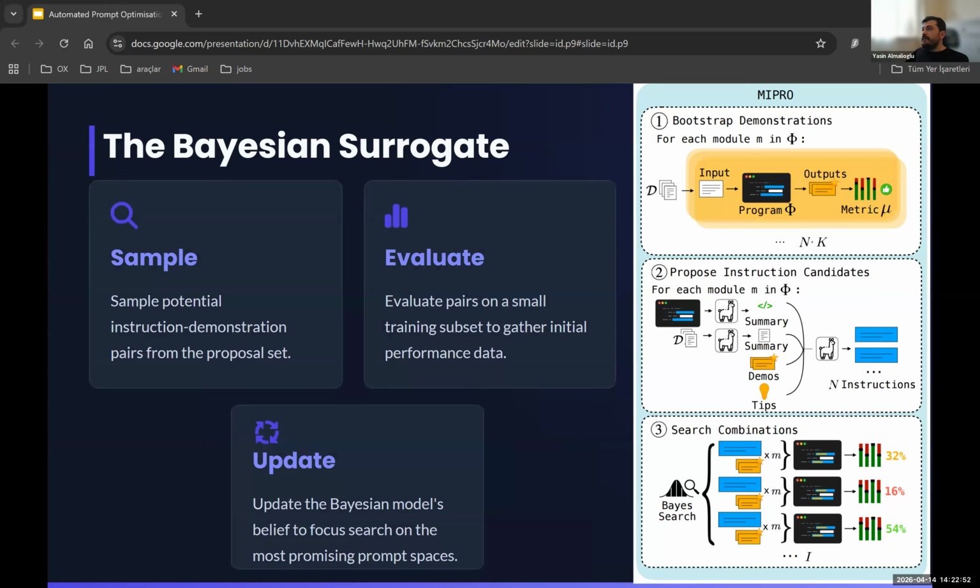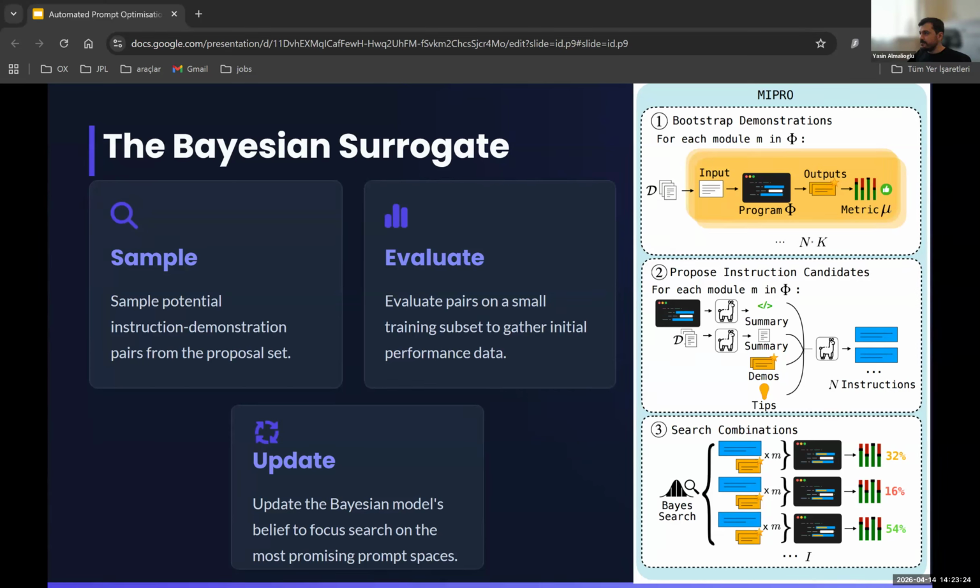The idea with the proposals is to use a Bayesian surrogate function, a Bayesian surrogate model. The alternative, for example, is that you could use some random search. That would be the naive approach to use here. However, it's going to be really, really difficult to search that space.